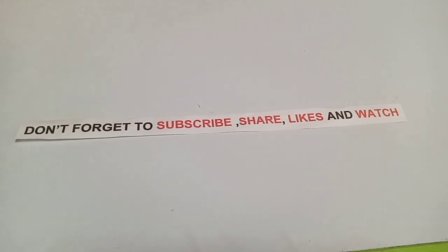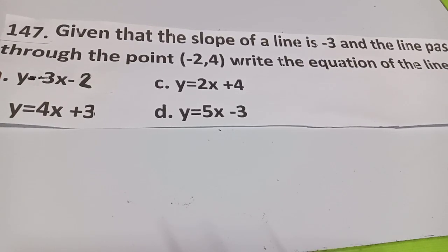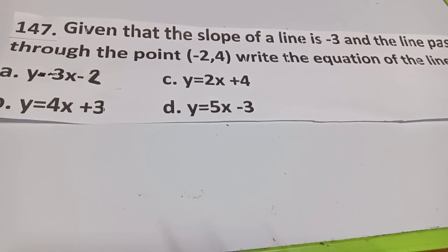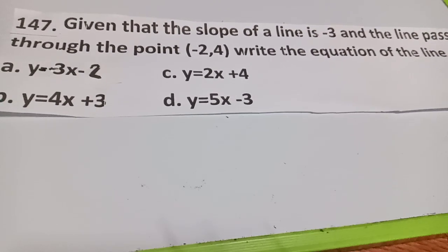Okay, let's proceed to 147. Given that the slope of a line is -3 and the line passes through the point (-2, 4), write the equation of the line.